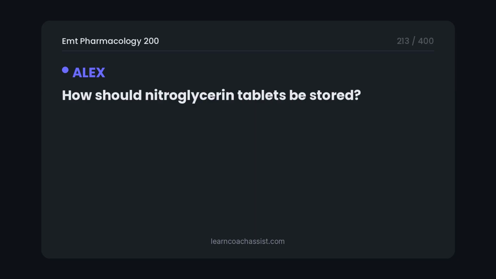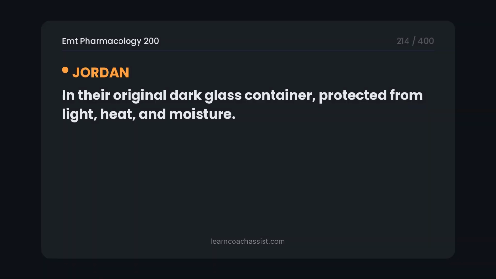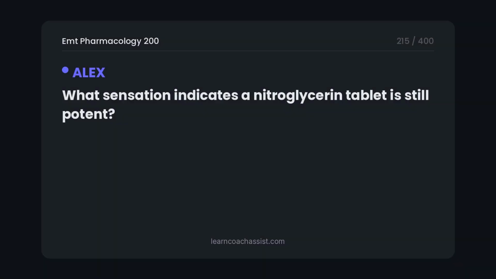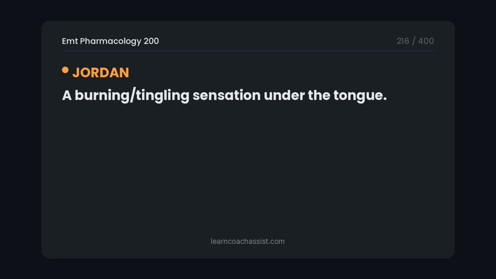How should nitroglycerin tablets be stored? In their original dark glass container, protected from light, heat, and moisture. What sensation indicates a nitroglycerin tablet is still potent? A burning/tingling sensation under the tongue.